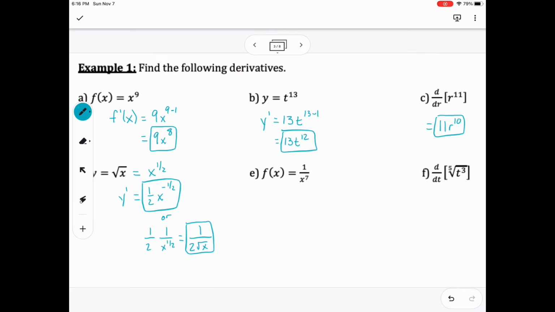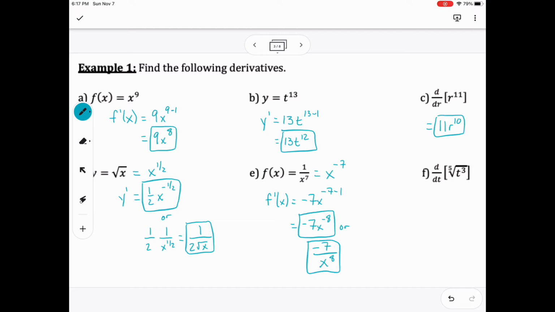For letter E, I have to rewrite this before I can use the power rule, so I have to move x to the 7th up to the numerator to make it x to the negative 7th. But then I can apply the power rule and say negative 7x, and then 1 less than negative 7 is negative 8. So my answer would be negative 7 times x to the negative 8th. I can also rewrite this one by moving the x to the negative 8th down to where it was before, so it would be negative 7 divided by x to the 8th.